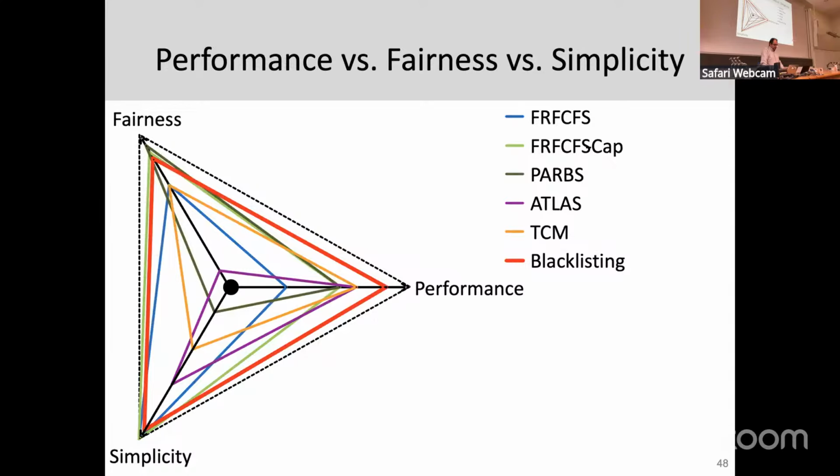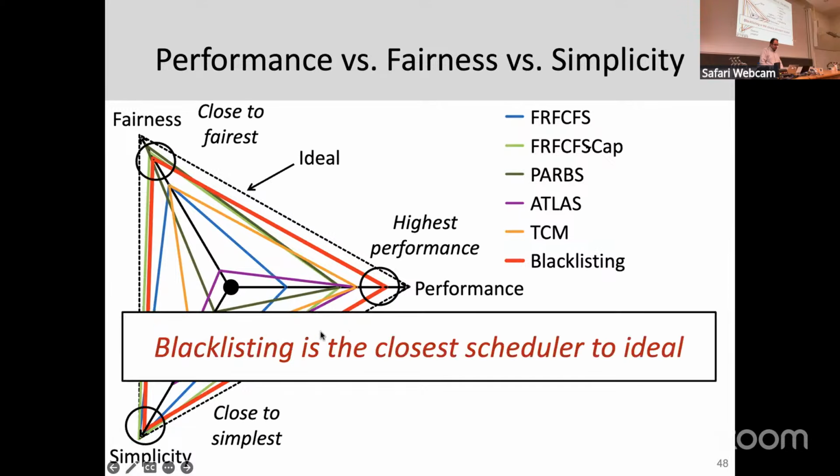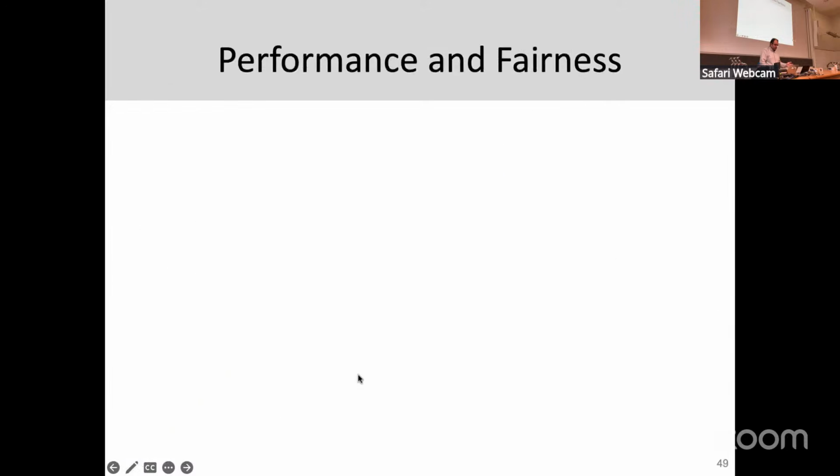Yeah, so in this picture I already showed, this work, Bliss, actually comes at this trade-off, which is quite simple and provides very good fairness and also performance. So Bliss is the closest scheduler to ideal.